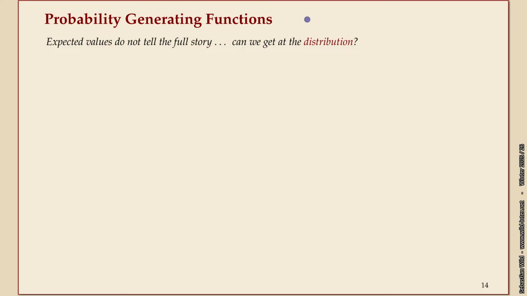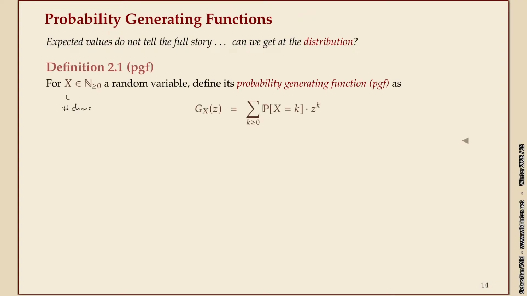A nice general tool to get more information about the distribution are these probability generating functions. We defined them last time already, so I'm going to quickly go over them. If you have some random variable and it has non-negative integer values only, then you can write this kind of series. It could be infinite or finite, both work.